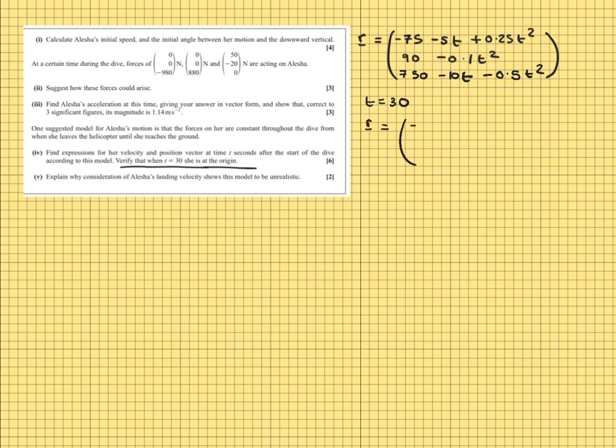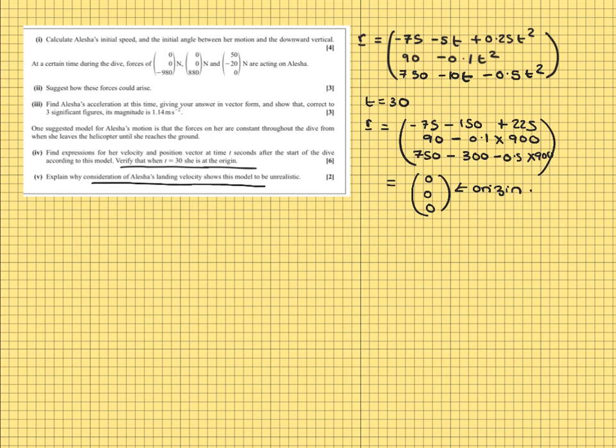Now, if t equals 30, let's substitute that into this result here. So that gives us -75 minus 150 plus 225 for the i component. 90, take away 0.1 multiplied by 900. 750, take away 300, take away 0.5 multiplied by 900. And this, when you input it into your calculator, you will see comes to 0, 0, 0, which is the origin as required.